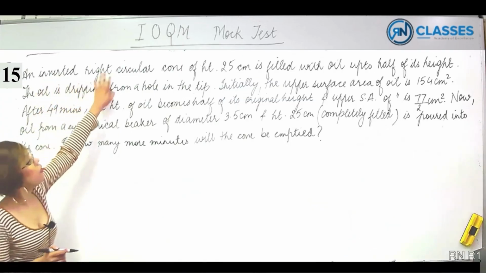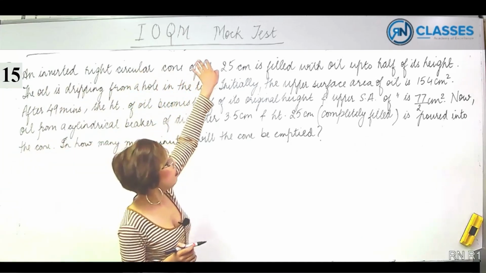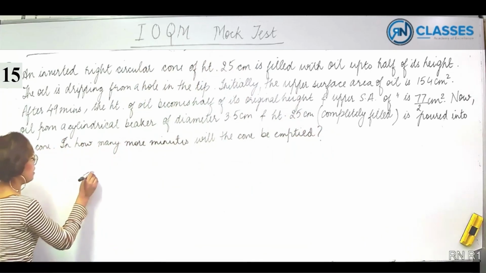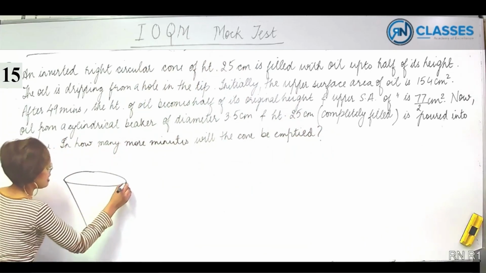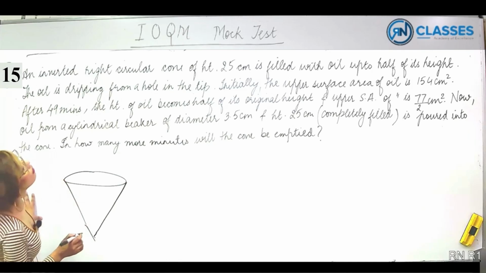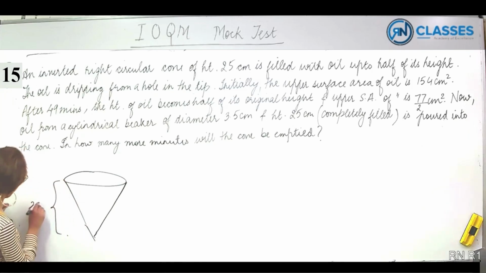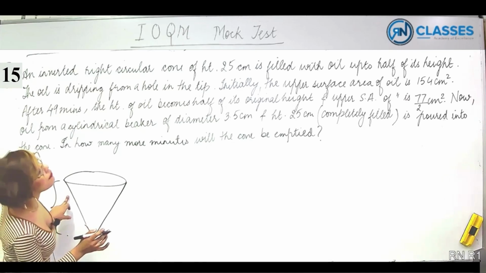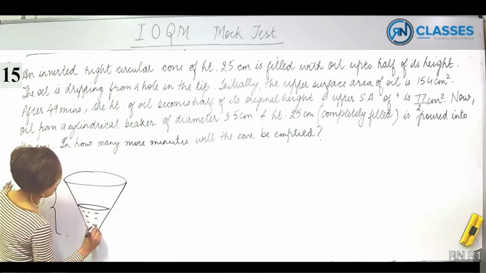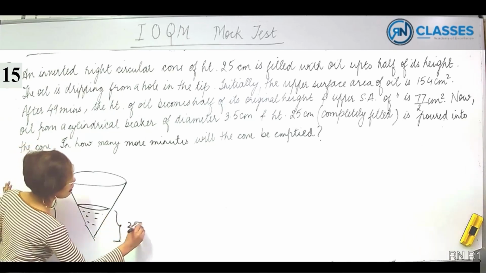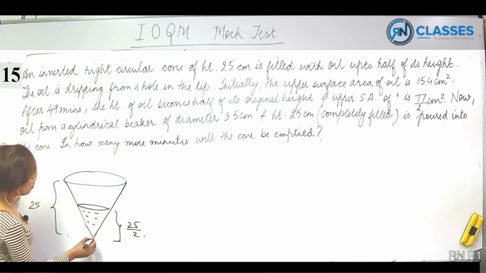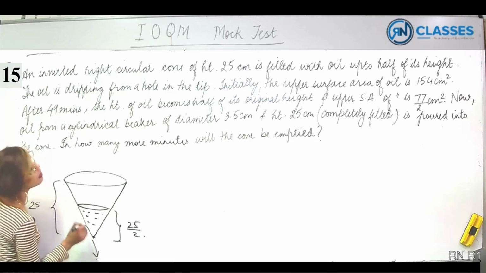An inverted right circular cone of height 25 centimeter is filled with oil up to half of its height. First of all, I am talking about the inverted cone. So it looks something like this. It is half filled with oil. First of all, height is 25. Filled with oil up to half its height. So this is my oil, and suppose this height has to be 25 by 2. The oil is dripping from a hole in the tip. So obviously oil is leaking out from here, as you can see.